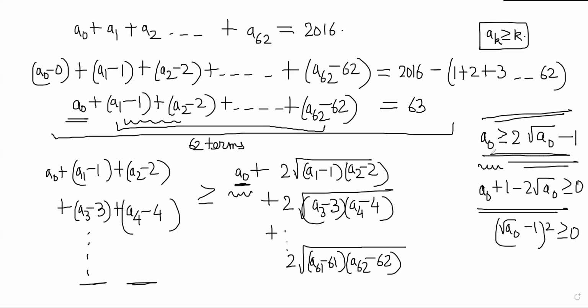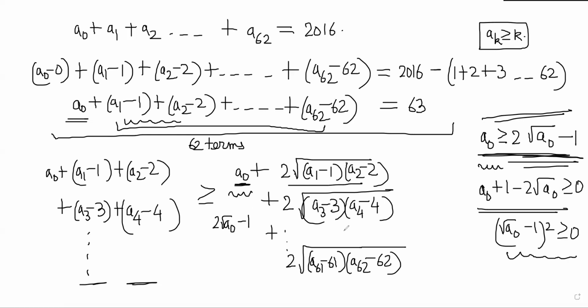Yes, sir. Is this correct? This is correct because of this, right? Is everyone understanding what I'm saying? It is AMGM also. So now what I will say is, I will write here, instead of that I will write 2 root A0 minus 1 here, right? So this term also becomes 2 root A0 minus 1 and plus all of these terms, right?